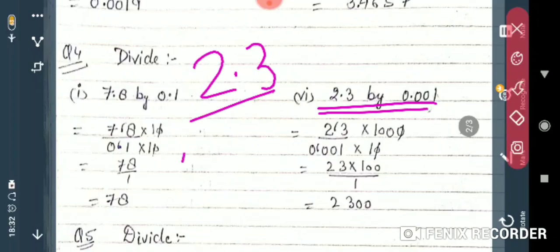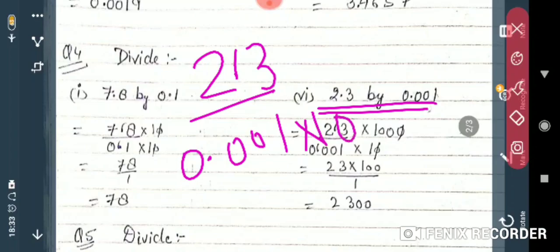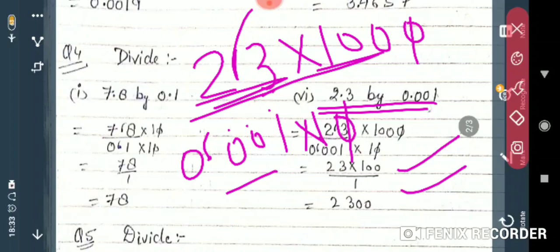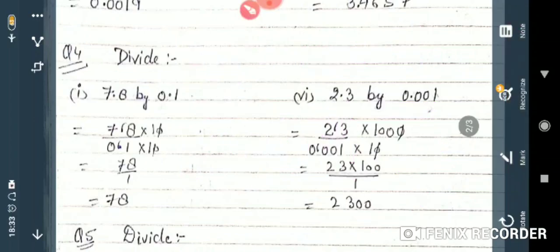2.3 upon 0.001. Yes, we'll remove this point. What will come here? 10. Because after the point, how many digits are there? 1. Then I will remove this point. What will come? 1, 2, 3. 3 digits are there. 1,000. Yes. So this 0 and 0 will get cancelled. What will remain here? 23 multiplied by 100 upon 1. So if you multiply 23 by 100, what you will get? 2300. Understood?